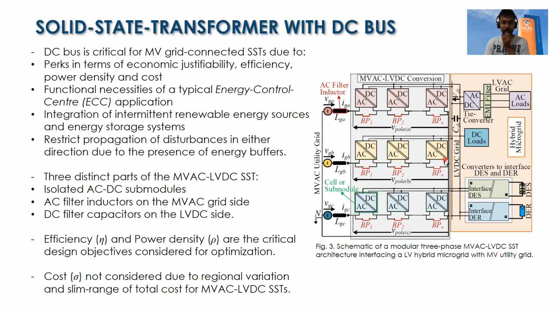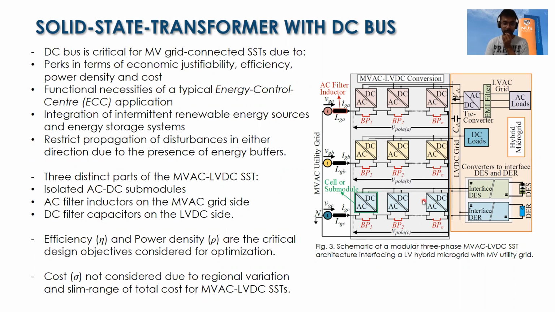So the solid-state transformer, the DC bus is shown on the figure on the right. The DC bus is critical for the MV grid connected solid-state transformer because it provides perks in terms of economic justifiability, efficiency, power density, and cost, and also has to fulfill the functional necessities of a typical energy control center. It helps in the integration of renewable energy sources and energy storage, and restricts the propagation of disturbances from medium voltage side to low voltage side, and vice versa.